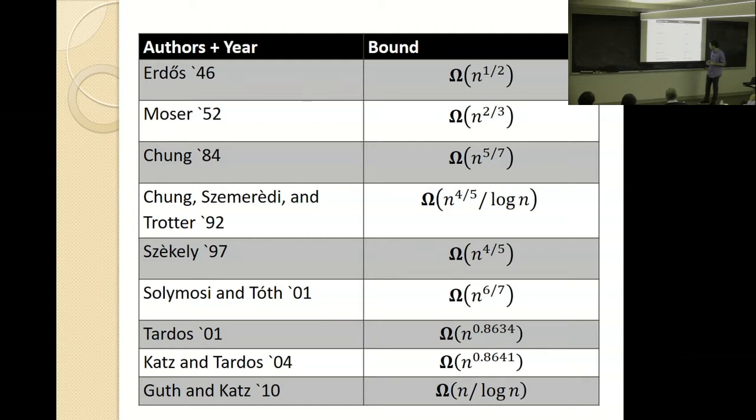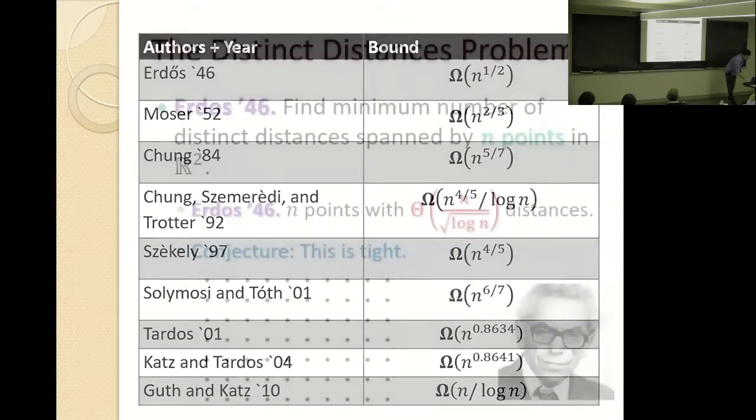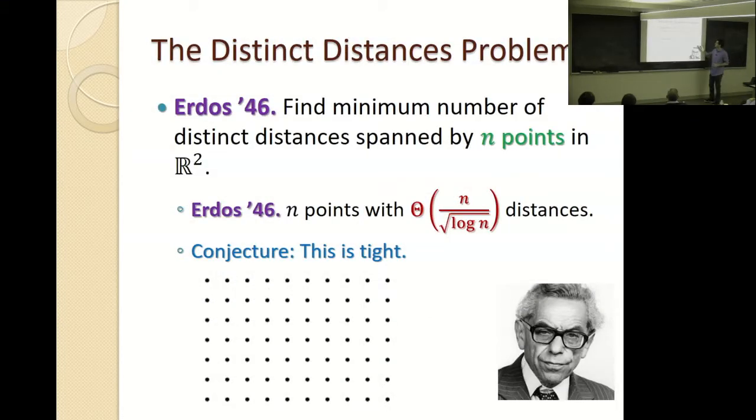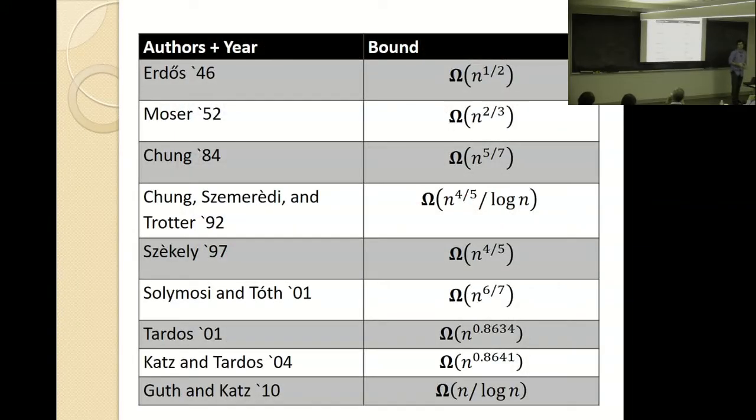And around 2010, Guth and Katz almost completely settled this problem. They showed that every set of n points in the plane determines at least n over log n distinct distances. So this was not a tight bound. The conjecture is that every set of points should have at least n over square root of log n. There's still a tiny gap of a square root of a log, but it's a very small gap. It's no longer polynomial in n, and it's considered mostly solved. And Guth and Katz introduced a lot of new ideas to solve this, all of these polynomial techniques.